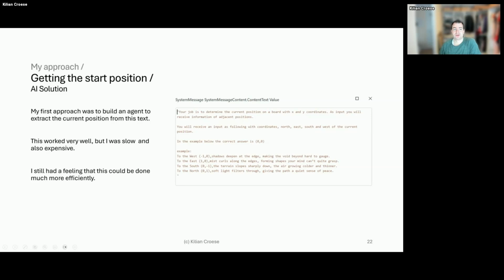But it wasn't necessarily very fast, and it was also consuming relatively expensive resources, like the tokens on my trial account. And so I didn't really want to exhaust those to figure this out. So I really had this feeling that this could be done a lot better, faster, easier.